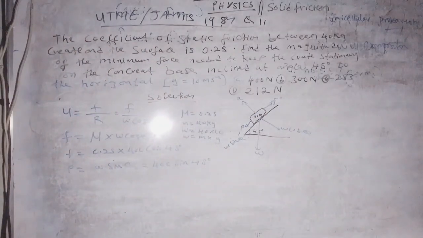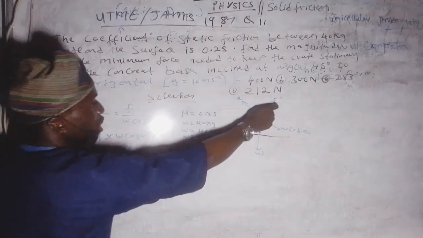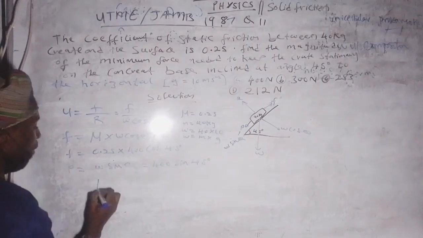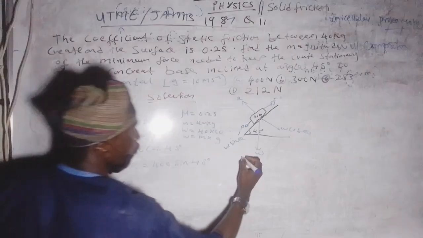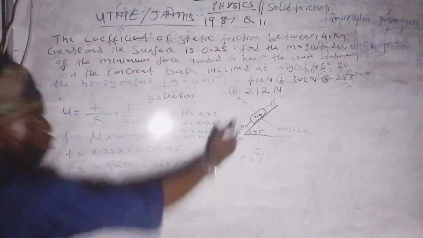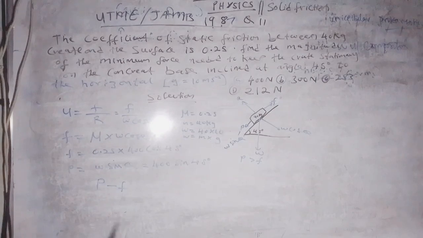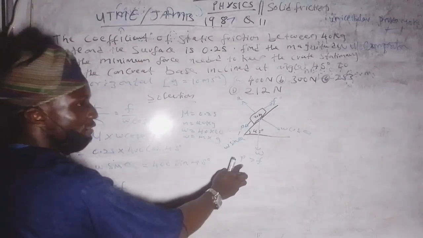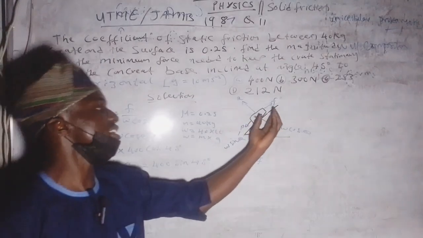How are we going to know? You will understand now. Our applied force P is greater than the frictional force. If we say apply force minus frictional force, this thing is moving now. So apply force is greater than frictional force here. That's why it is moving. We now need more force to hold it not to fall. If we subtract the frictional force from the apply force, what will remain is the force that we need to hold this thing not to fall.